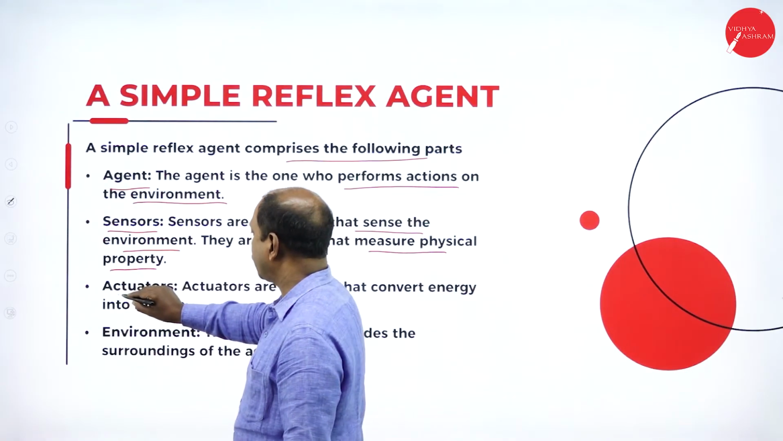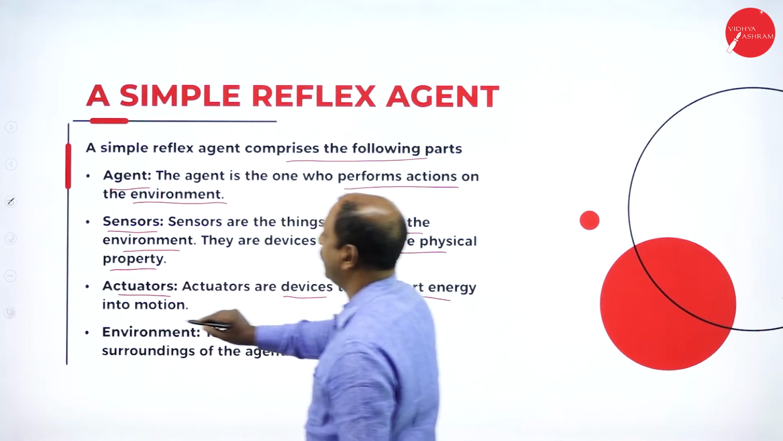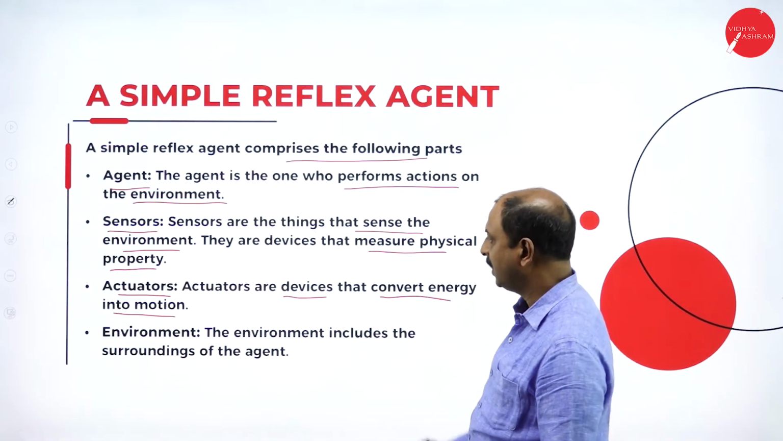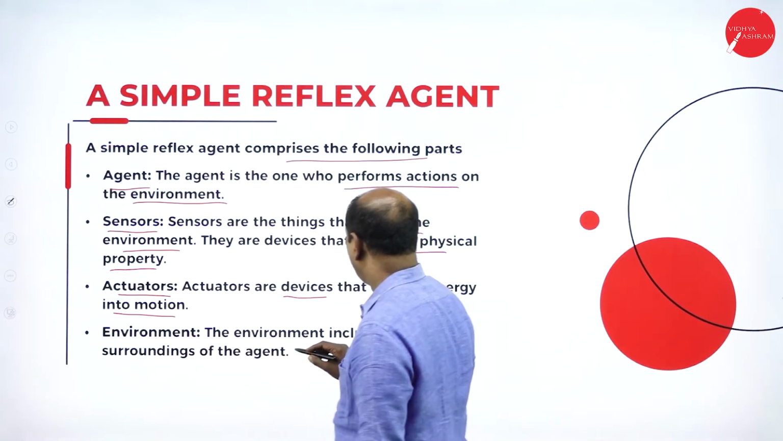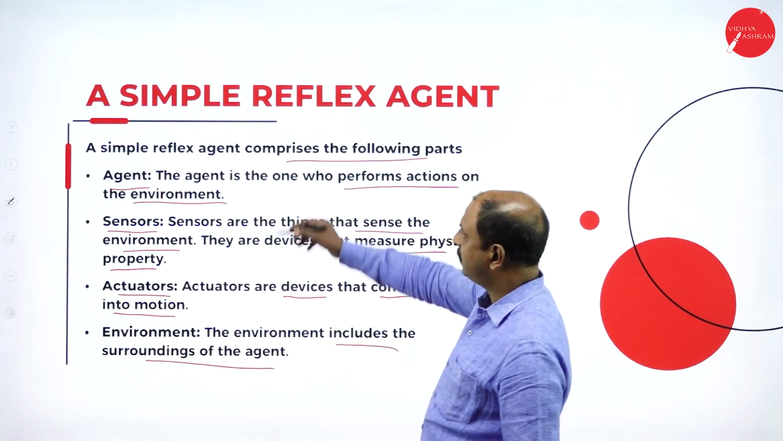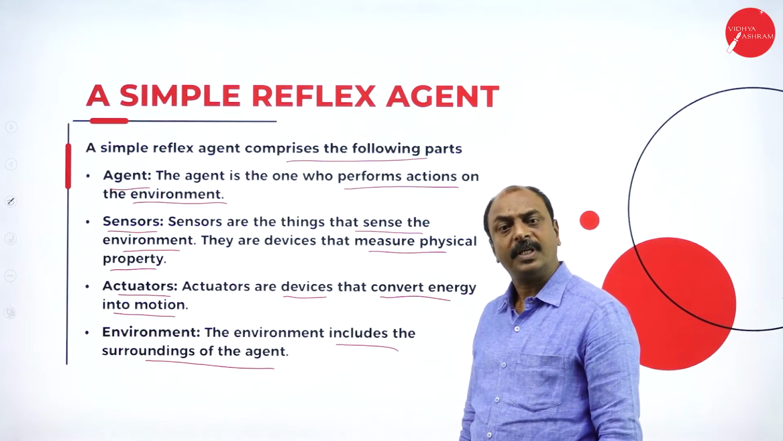Actuators. What are actuators? They are the devices that convert energy into motion. This is where the actions take place. And the environment includes the surroundings of the agent. See, these are the different components of an agent, which is a part of an AI system.